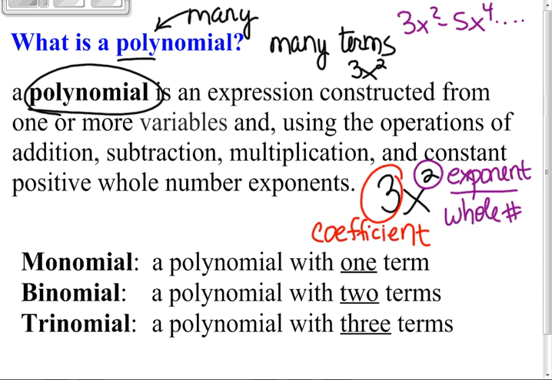Okay? If you have x to a whole number, you're talking about what's called a polynomial. If you have only one term, it's called a monomial.